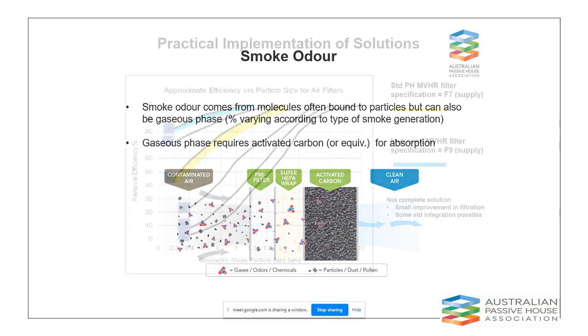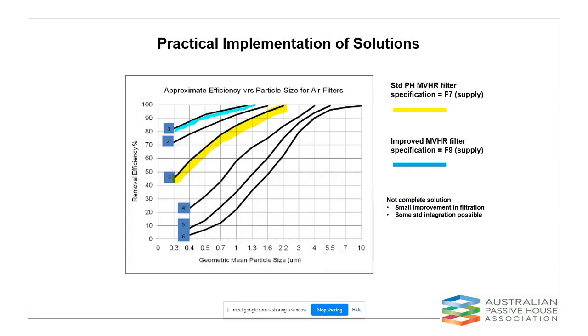Can you jump down a slide for me, Cam? So practical implementation solutions. Cameron's given us a good bit of background on what seems to be making an effect and what's not. If we look now at filter efficiencies, we can see the yellow line there's our standard sort of passive house minimum grade for passive house projects, being an F7, and that's shown in yellow, it's line 3.